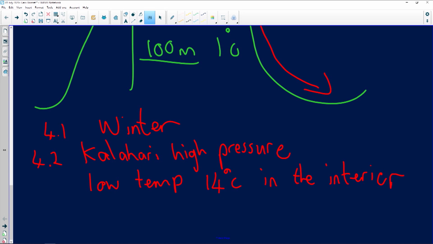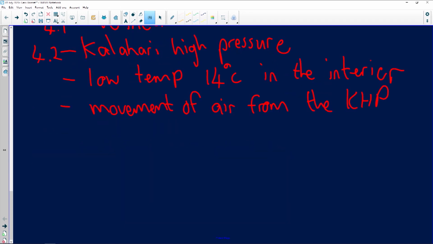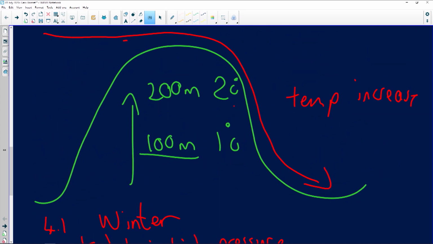Okay, and I've mentioned this movement of air from the Kalahari, I'm just going to write today, KHM, towards the ocean. Okay. Now let's just quickly have a look at question 1.4.3. Now if you have a look at 1.4.3a, why are Berg winds described as being dry winds?